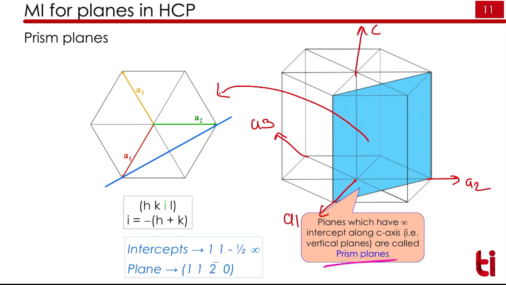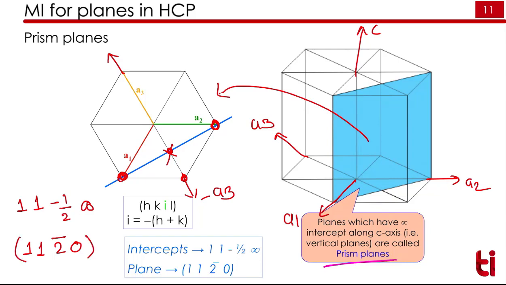Now you can see that it has an intercept of 1 on A1, an intercept of 1 on A2. So we'll write here 1, 1, and an intercept of minus half on A3. Here A3 is going on this side, so the opposite will be minus A3. This is 1 unit distance, so this will be half unit distance. So the plane has an intercept at minus half on A3, and it is parallel to C. The C intercept is infinity. If you take reciprocals, it will be (1 1 -2 0), included in parentheses.